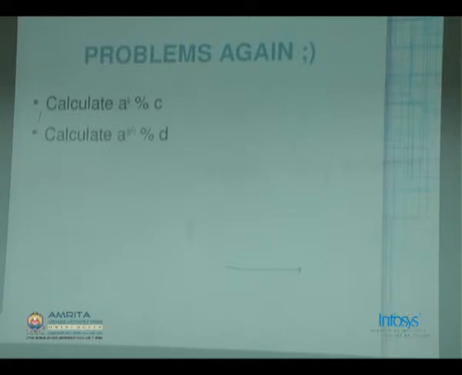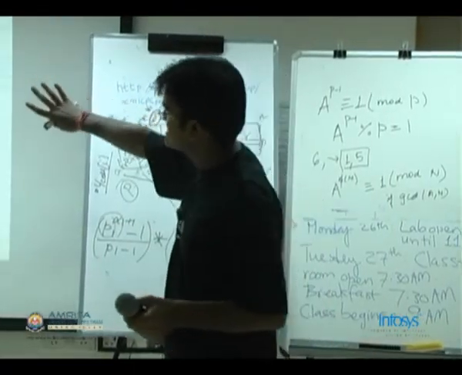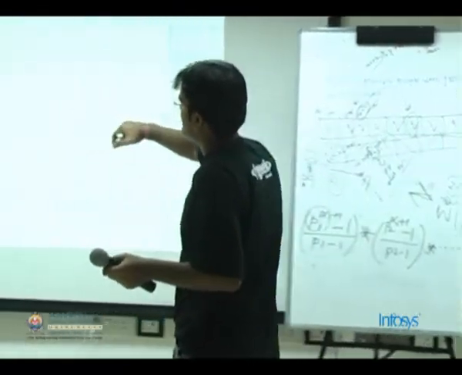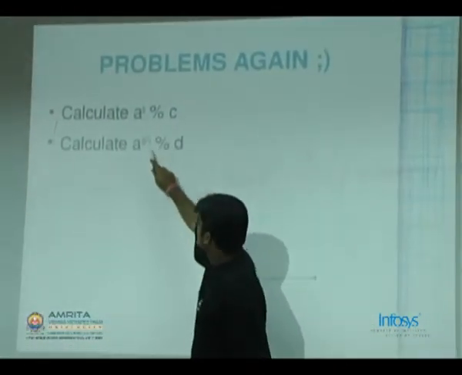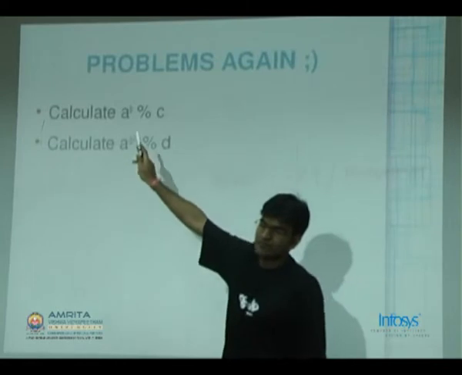Okay, log B. It's reasonable. Is anyone here present who does not know how to do it in log B? Now let's say I modify my question a little. I say calculate A^(B^C) mod D. So the exponent also has a power. So what do you do now?